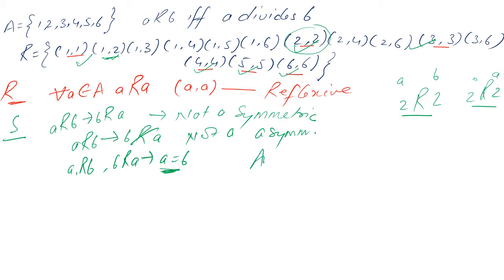So this is an anti-symmetric relation. So we have seen that this is a reflexive relation and this is an anti-symmetric relation, right? Now let us check for transitivity.